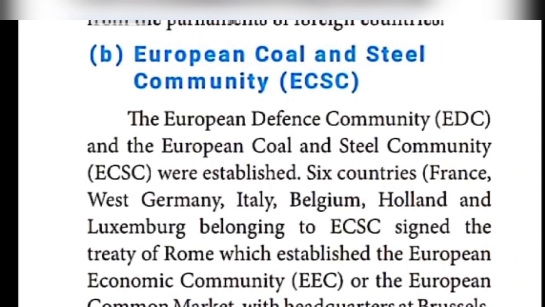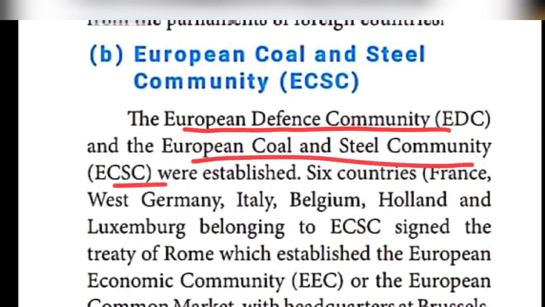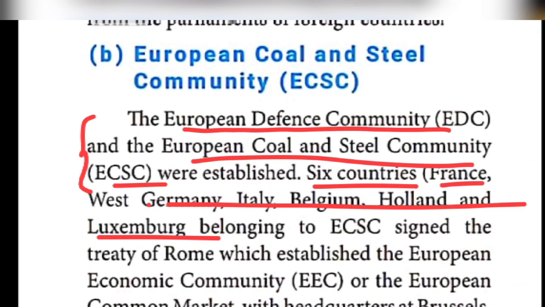The next one, the European Coal and Steel Community. Here it is given that the European Defence Committee and the European Coal and Steel Community were established. Both were established. How many countries participated? Six countries participated. Who are they? France, West Germany, Italy, Belgium, Holland and Luxembourg. These are the countries that participated.